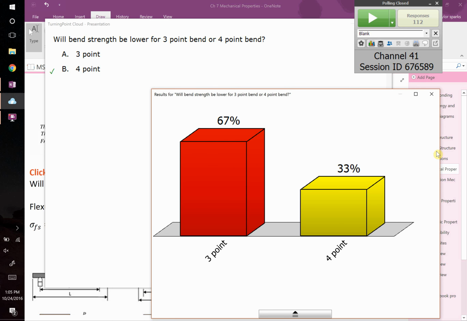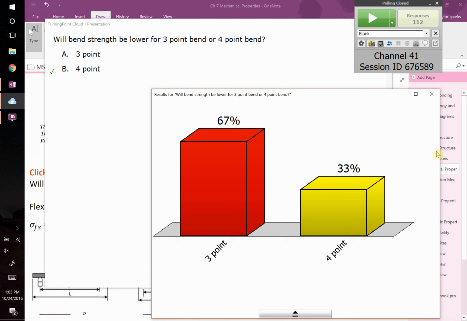Okay. The majority thinks that three-point bending will have a lower strength. And that's actually wrong. It's actually four-point. After class, I'll make this one go either way. I'm not trying to trick people out of losing points.